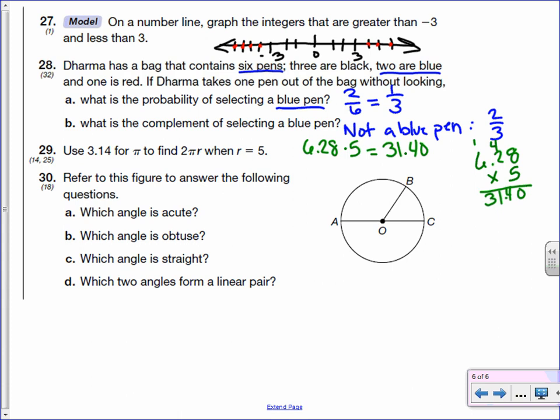Another way that we could have done that is to recognize that when we write this out, if we rearrange these and say 2 times 5 times 3.14, and then 2 times 5 is 10 times 3.14, then we just move the decimal place 1 place over, and we get 31.4.